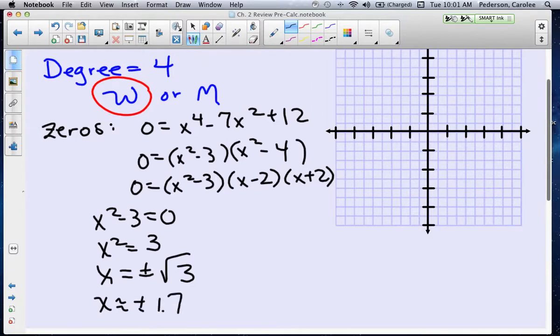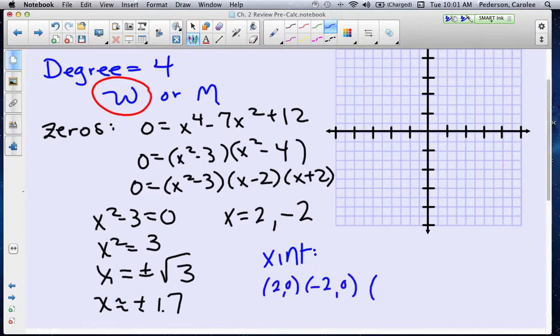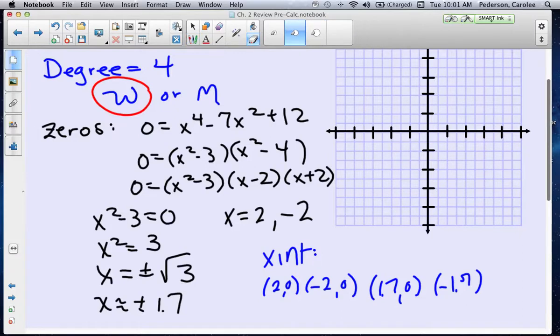Over here, those quickly can be shown as 2 and -2. So I have my 4 x-intercepts. I have x-intercepts of (2, 0), (-2, 0), (1.7, 0), and (-1.7, 0).